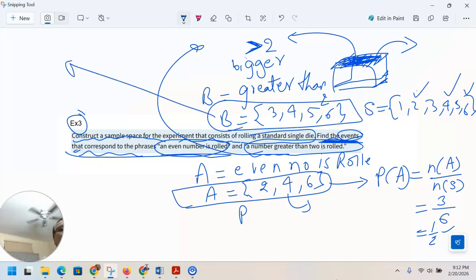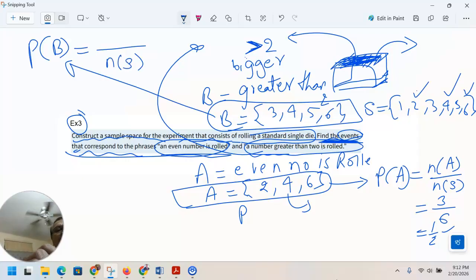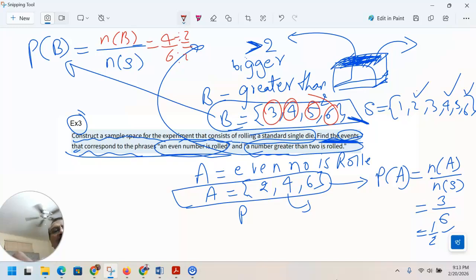Now, if the probability was asked, what is the probability that the number is bigger, then you have to have a ratio: the number of favoring outcomes over the number of all possible outcomes. Here you can see the number of outcomes favoring this is 1, 2, 3, and 4. So that's n of B. The answer is 4 out of 6, which you can reduce by dividing by 2 and you get 2/3. You're done.